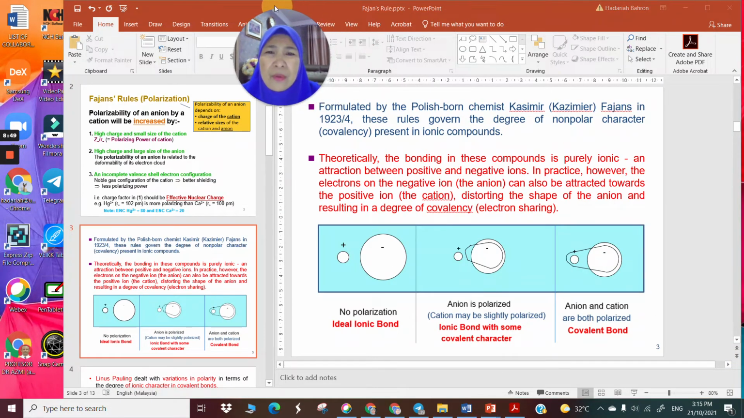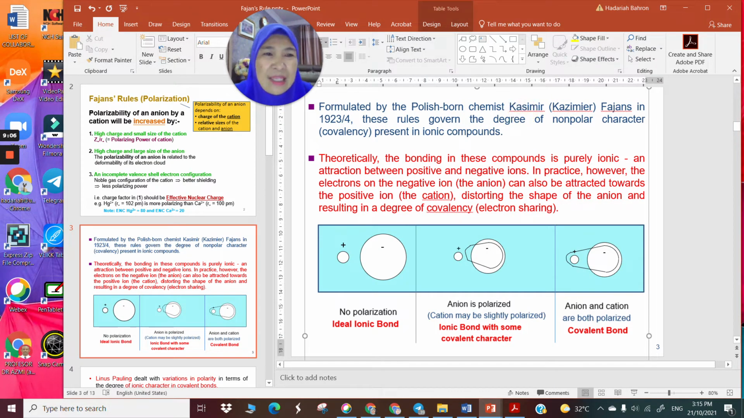Now, Fajans rules were formulated by a Polish-born chemist called Casimir. Some references spell his name as Kazimierz, some as Casimir, but it's the same. And his surname is Fajans, in 1923.